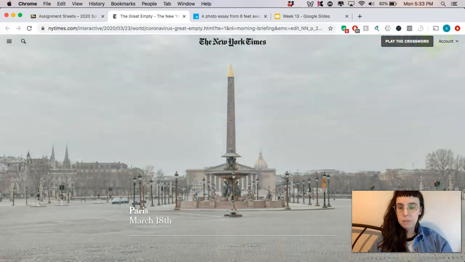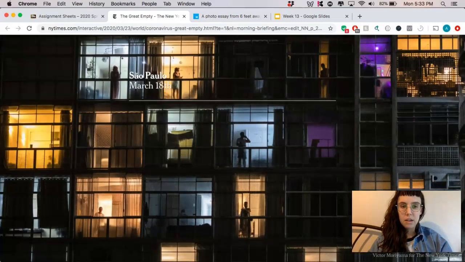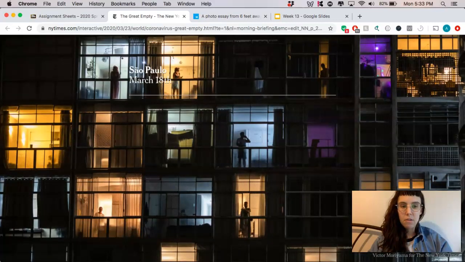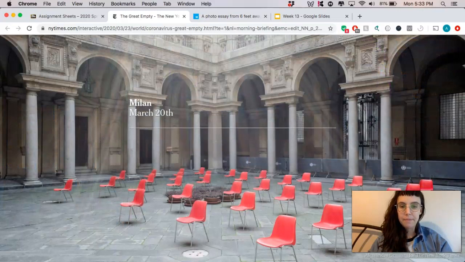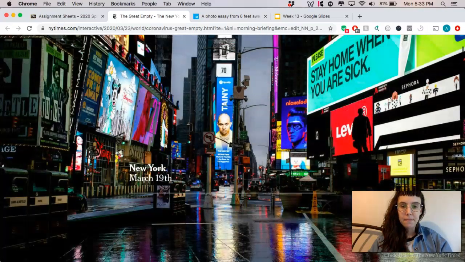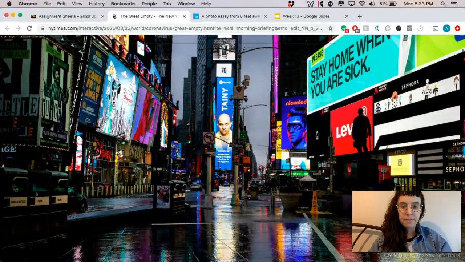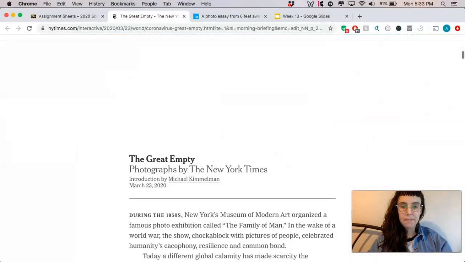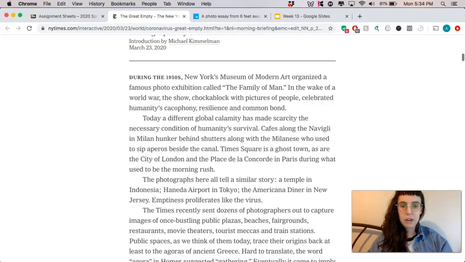So I showed a couple of these pictures at the beginning of class, but here we have Paris, Sao Paulo, Milan, New York. This was the picture from the beginning. And then here's where you see the introduction, right?